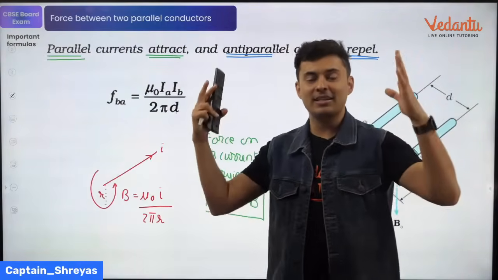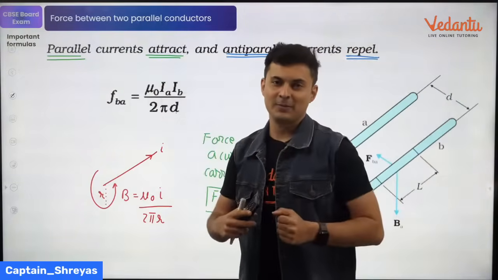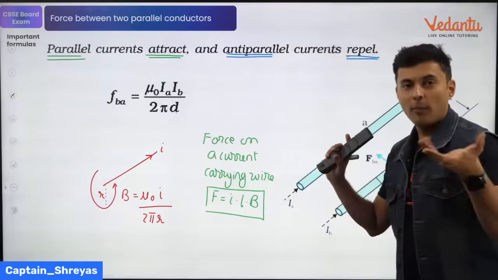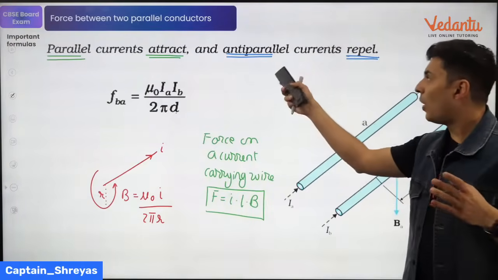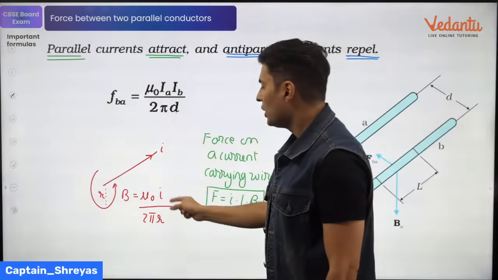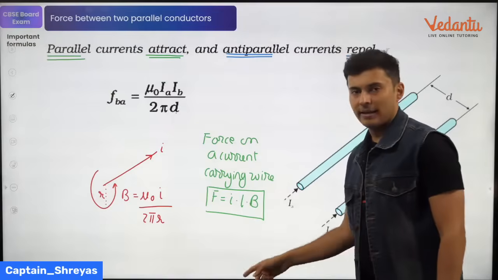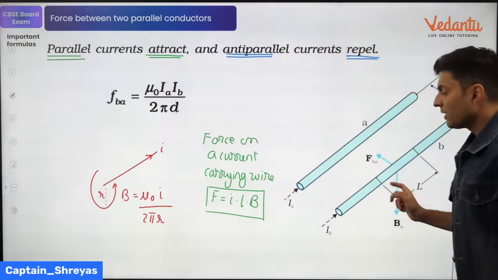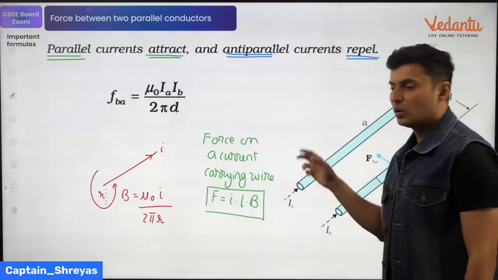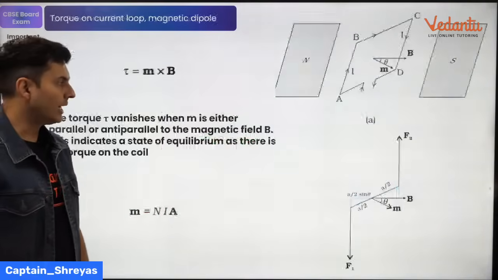In charges, similar charges repel, but here similar currents attract. In charges, opposite charges attract, but here opposite currents repel each other. It's exactly opposite. Okay, so magnetic field due to a wire, done. Force on a current carrying wire, ILB. Force on two parallel wires, mu naught I1 I2 divided by 2 pi d. Keep this in mind. Moving ahead.